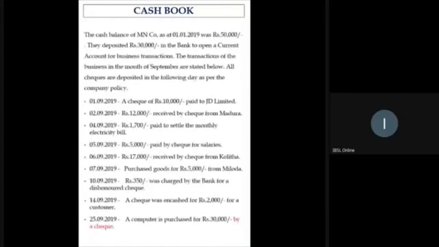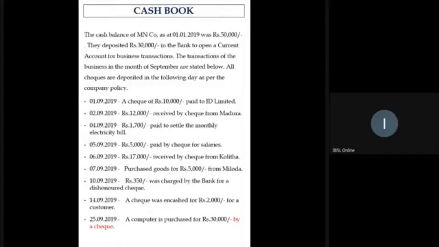So let's look at the cash book question that we had from that chapter. As you know, there was a question, the cash balance of MN. I hope you all have done or given a try to do it, but let's do it in the class now. The cash balance of MN company as at 1/1/2019 was rupees 50,000. They deposited rupees 30,000 in the bank to open a current account for business transactions. The transactions of the business in the month of September are stated below. All checks are deposited in the following day as per company policy.